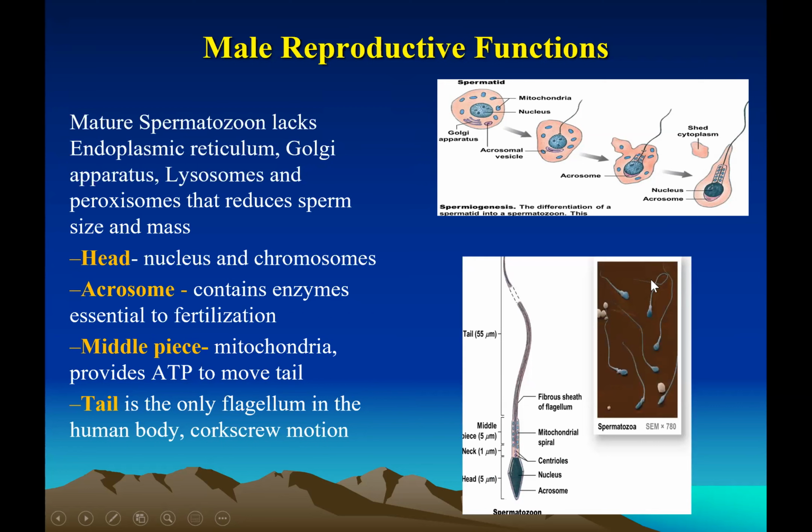So here you can see it in the microscope. It has the typical shape. It has a head, neck, and a tail.